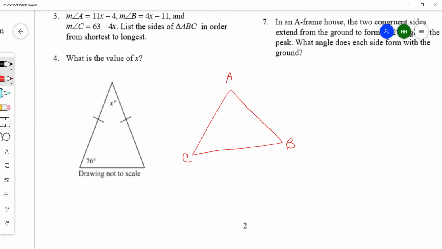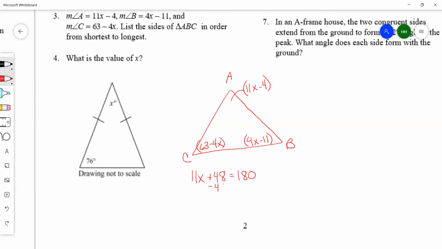A is 11x minus 4. B is 4x minus 11. And C is 63 minus 4x. These 3 angles have to add up to 180. So if we combine all the like terms, 11x minus 4x plus 4x is going to be 11x. And then negative 4 plus 63 minus 11 gives 48. So we got 11x plus 48 that has to equal 180.